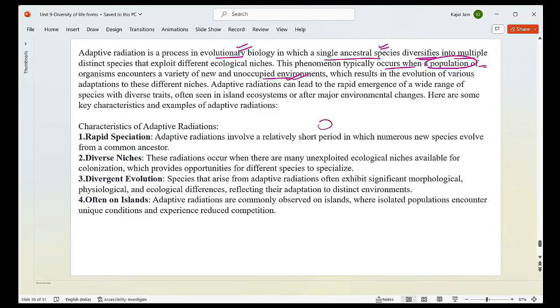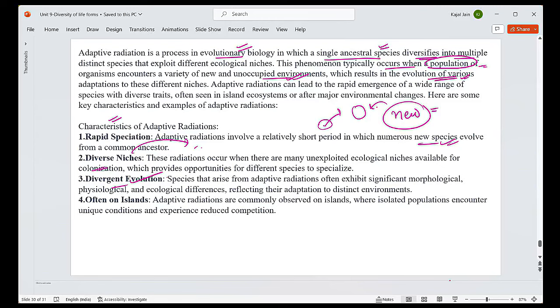That is, when organisms look into various new and different conditions prevailing, they try to adapt to them, which leads to the evolution of various adaptations based on different niches, right? Now you have the various characteristics of adaptive radiation. First one is rapid speciation. That is, within a lesser span of time, new species evolve and diverge. Diverse niches, that is, a number of different unexploited, unutilized niches get used up for colonization, for food resources, etc.